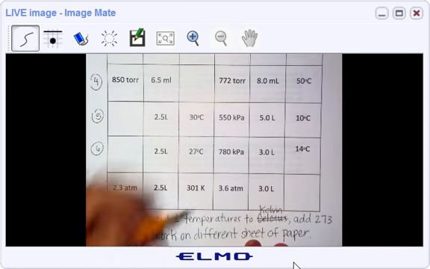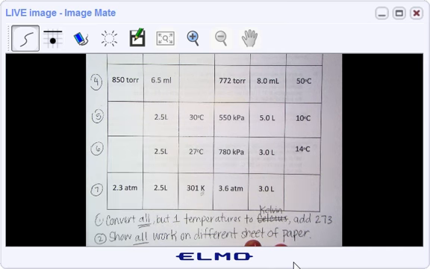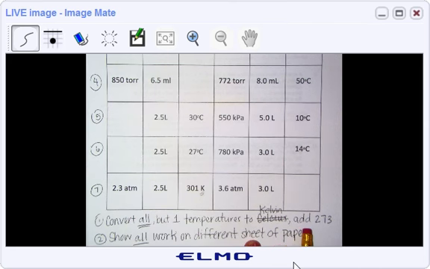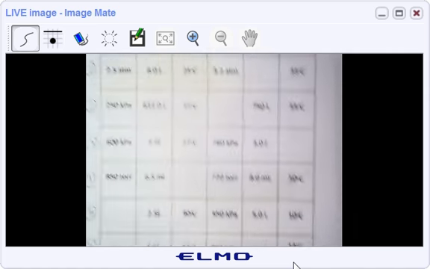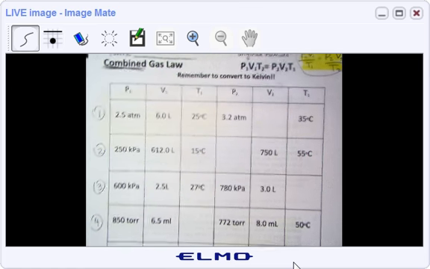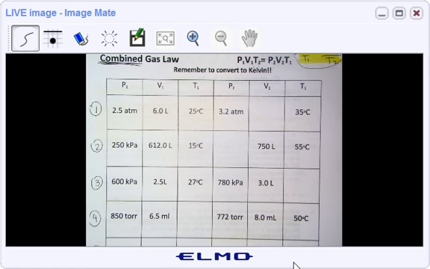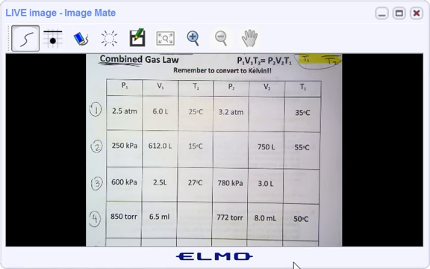Okay, this one's already in Kelvin. That's the one that you don't have to change, but all the rest of them you do have to change to Kelvin. So you only have to add 273. There's two ways you could go about it. You can do each problem separately, but what I like to do is just get it out of the way first. So just get your calculator and start adding 273 to every single temperature that says Celsius.